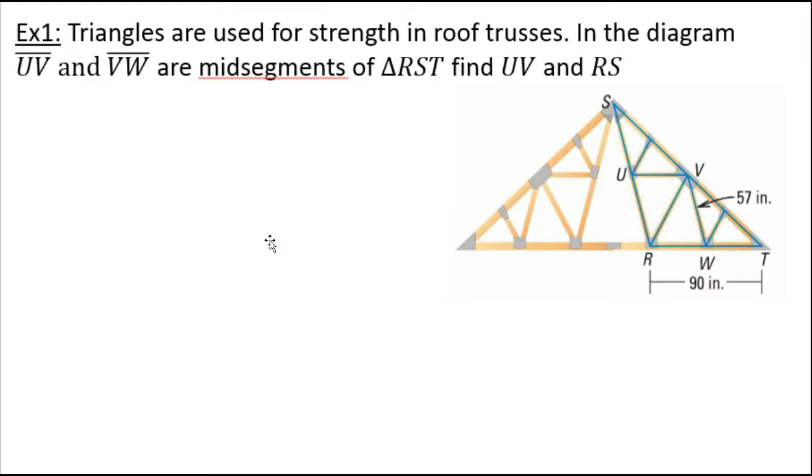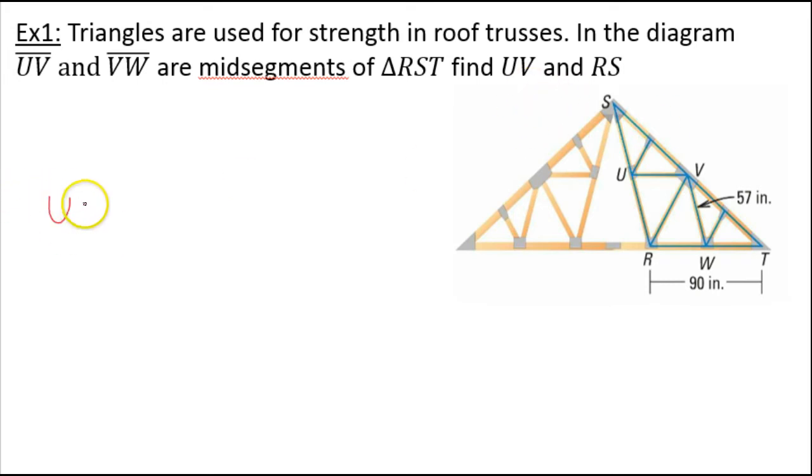So here we have an example. It says triangles are used for strength in roof trusses. In the diagram, UV and VW are midsegments. So if we follow those, UV is right here. That's the midsegment, and it's parallel to RT, that's its base. VW is this midsegment here, and that is parallel to SR. So it says to find UV and RS.